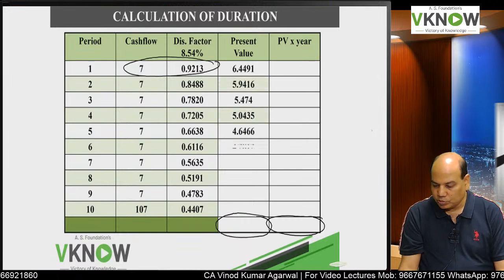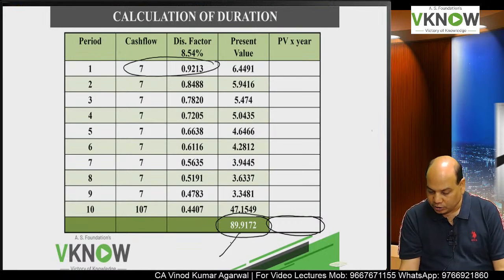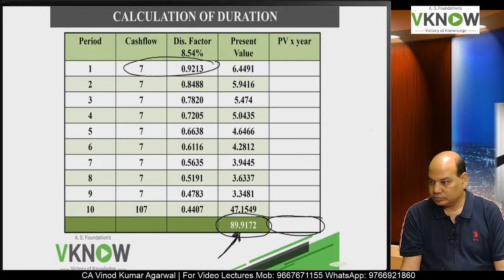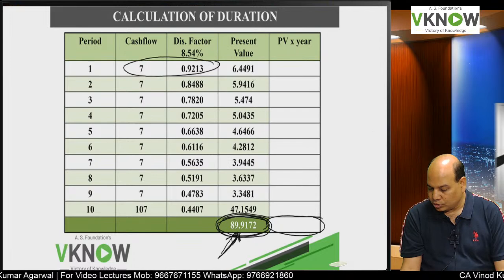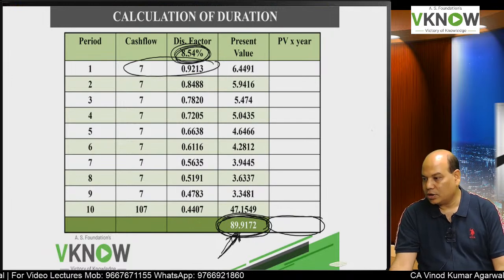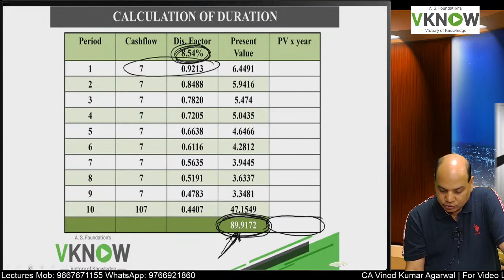The present value should be approximately 90 rupees because this 90 rupees is already given in the question. So you can directly write 90 here. If you are getting close to 90, you are right. Using 90 rupees present value of the bond, we have got the factor, so using the factor, I should get the same present value also. Yes, very good.